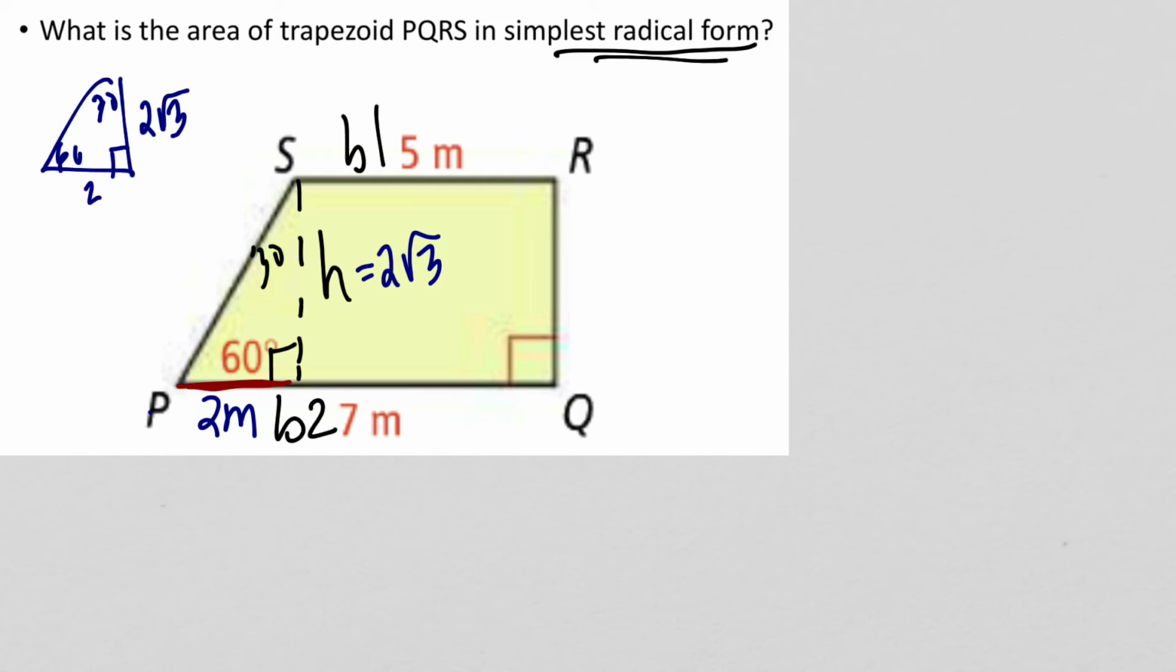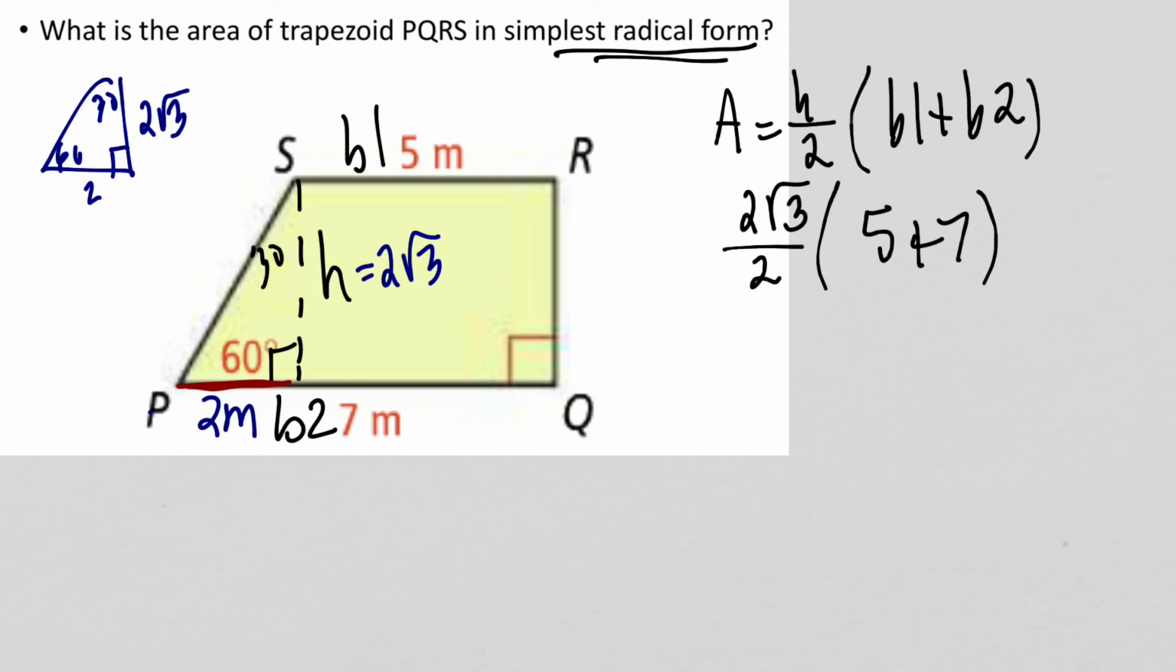Now let's plug everything in our formula. So when I do that, I got 2 root 3 over 2 times my bases added up, 5 plus 7, so that's 12. I can divide the 2 by the 2 because those are numbers. And I get root 3. So I like to put the 12 in front of the root 3 there. So this is my area, 12 root 3 meters squared.